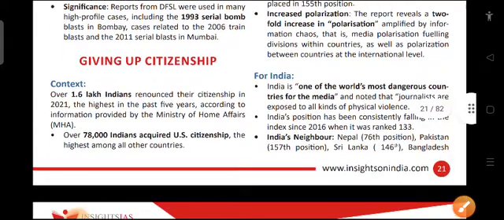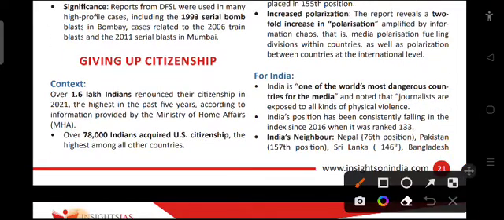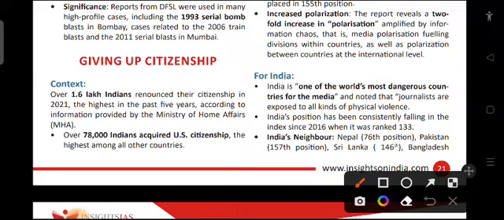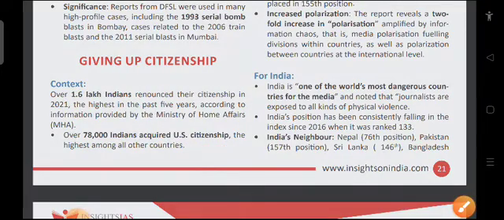Now next one is about giving up citizenship. What is the context? Over 1.6 lakh Indians renounced their citizenship in 2021, the highest in the past 5 years, according to information provided by the Ministry of Home Affairs. So more than 1.6 lakh people gave up their Indian citizenship and got citizenship of some other country in 2021, and this is the highest in the past 5 years. Over 78,000 Indians secured US citizenship, the highest among all other countries. So many people got US citizenship.